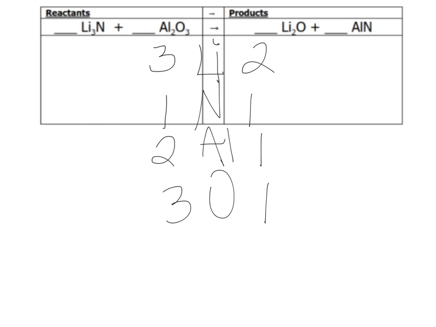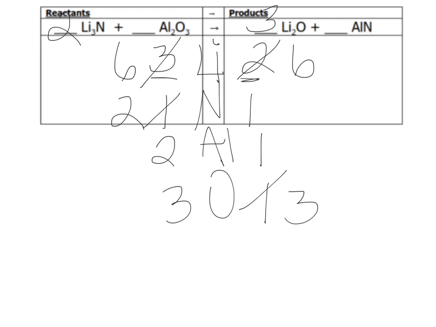So I've got a lot of places to start here. I'm just going to pick Li since I have it listed first. 3 and 2. Only way to balance 3 and 2 is with a coefficient of 2, which changes Li to 6 and N to 2 on the reactant side. And I'm going to need a 3 in front of Li2O, which will change this Li to 6 and this O to 3. So I wasn't necessarily trying to fix O, but I just balanced it. I have 3 on each side now.